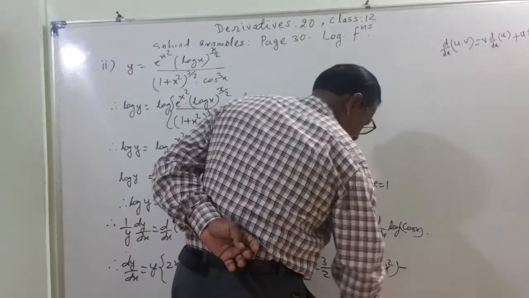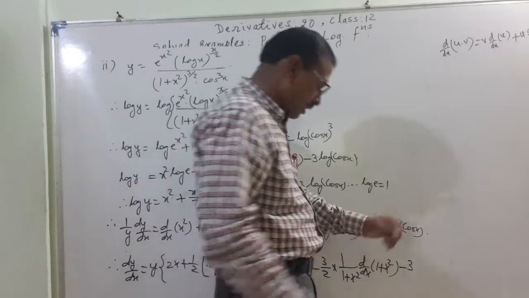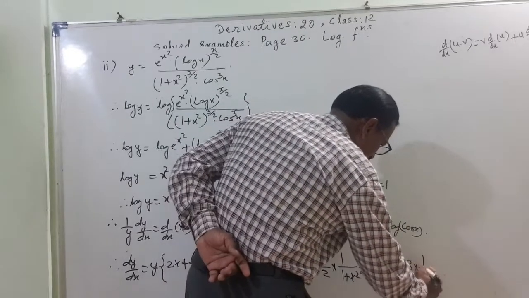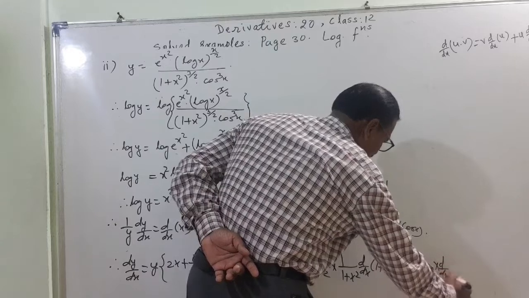Minus 3. Now the derivative of log is 1 upon. So what is that 1 upon? 1 upon cos x into d by dx of cos x.